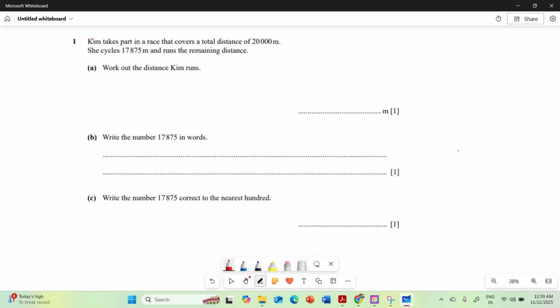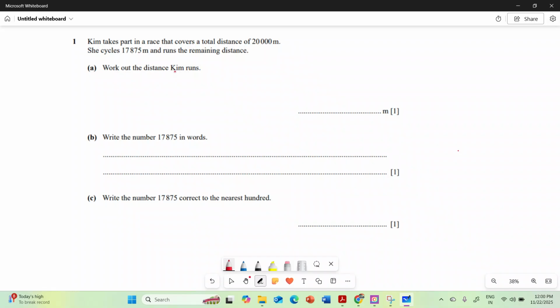This is the question. Kim takes part in a race that covers a total distance of 20,000 meters. She cycles 17,875 meters and runs the remaining distance. Work out the distance Kim ran.